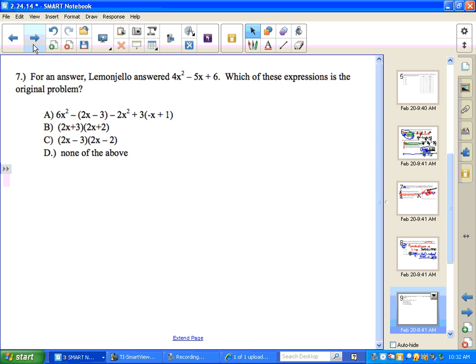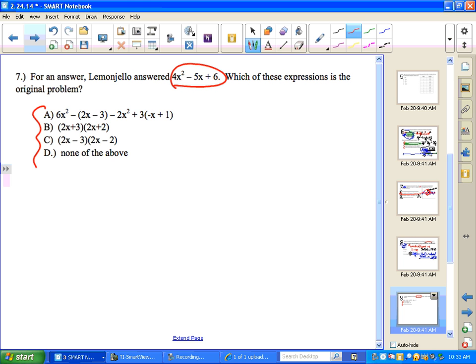Okay, 7 says, for an answer, Lamangelo, I think that's how you say his name, answered 4x squared minus 5x plus 6. Which of these expressions is the original problem? So we need to figure out whether A, B, C, or none of them is equal to this original problem. So what do you think the easiest way is to go about this one? Okay, hopefully someone said, or hopefully you thought, go through the answer choices and simplify them. And let's see if we can get any of the answer choices to equal the original problem.